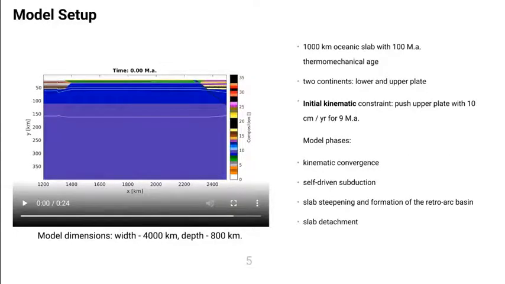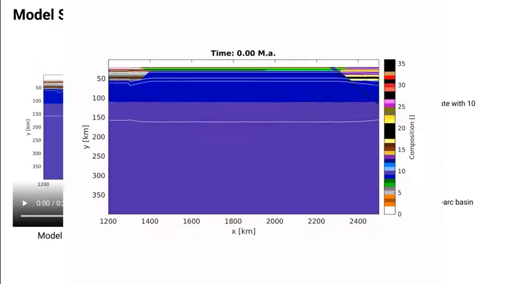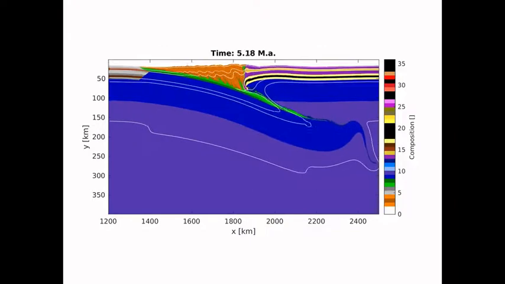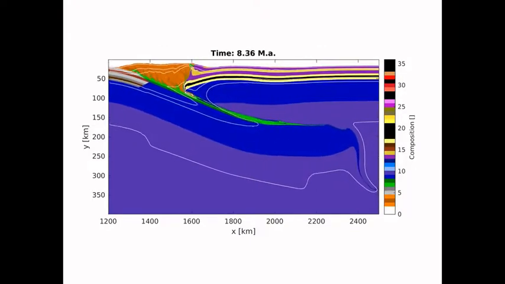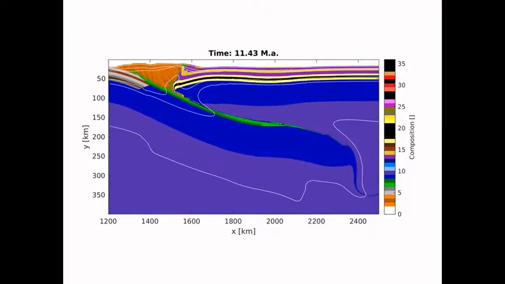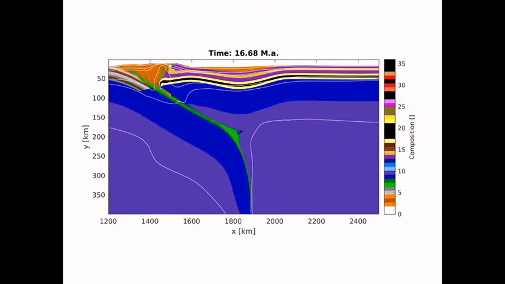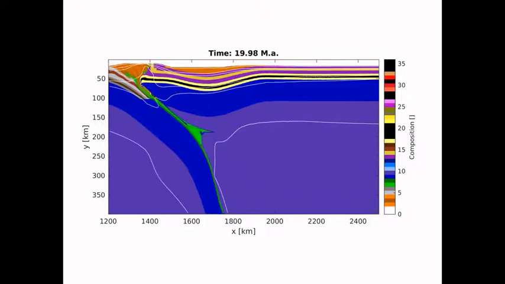We start out with the aforementioned kinematic convergence. After 9 million years, the model will evolve in a self-consistent way. It is in this phase that we see the self-driven subduction of the oceanic slab, the development of the retroarc basin, and finally the slab detachment.